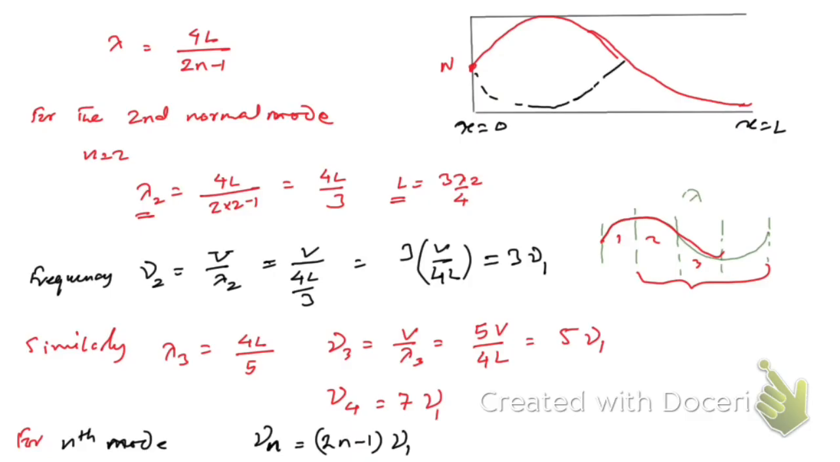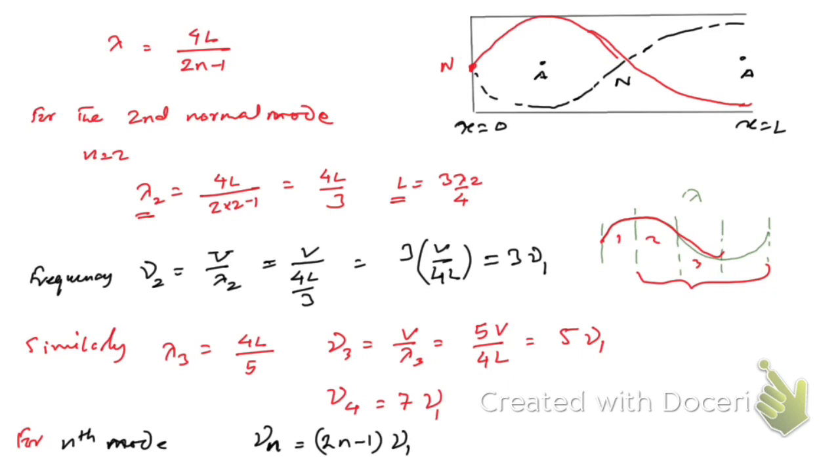Let me make dotted lines. Here we're going to get an antinode, here it is a node, again an antinode here. Okay, so hope you have understood this. Similarly, we can obtain the third mode, right? Now what happens in case of an open organ pipe?